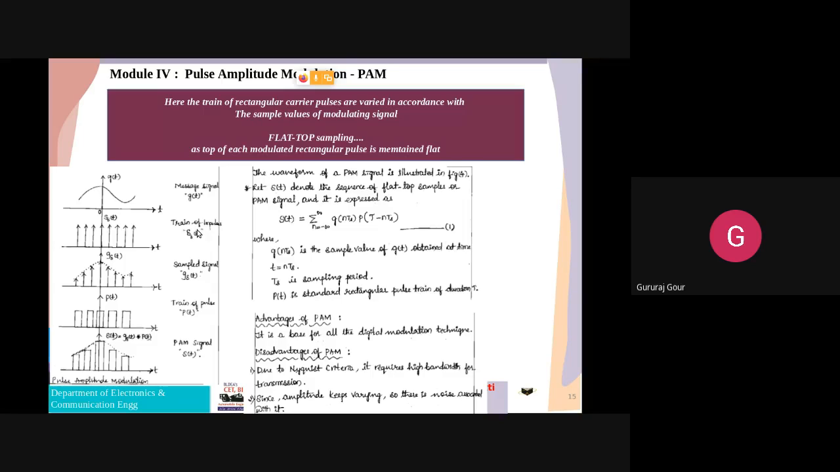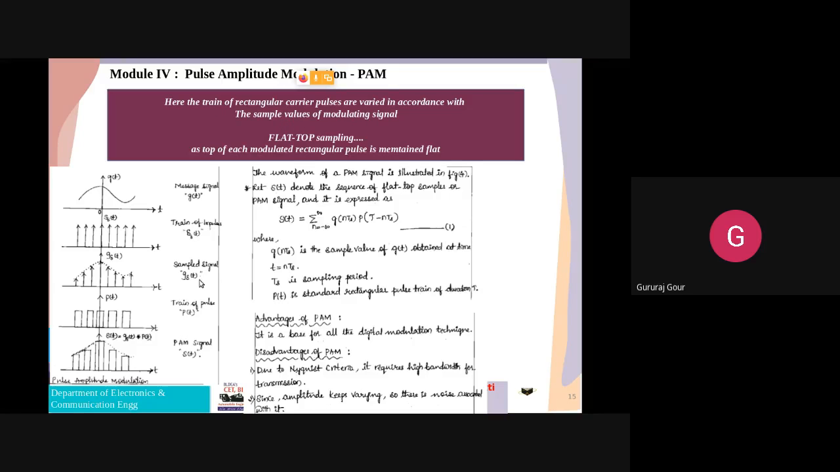So what we are doing here is that a train of rectangular carrier pulses is varied as per the sample values of the modulating signal. Here you can see how we are getting the PAM signal, pulse amplitude modulation. Actually, it is amplitude modulation, but with pulses. Why are we using pulses here? Because we are using the sample values of the modulating signal.